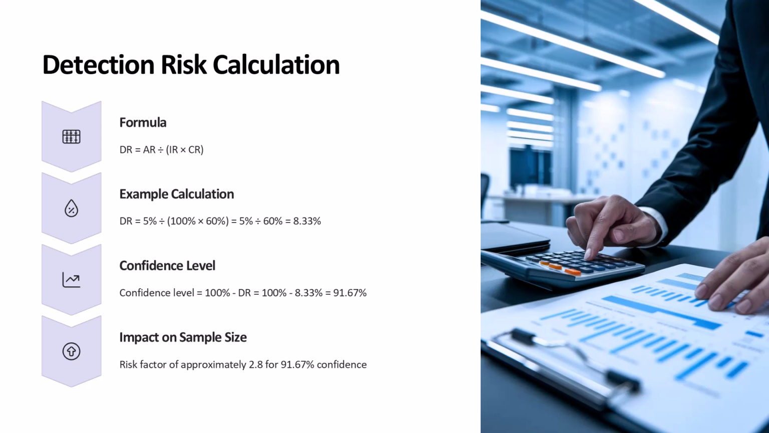This is why integrated audits, where we test controls and use the results to reduce substantive testing, can be so efficient. Effective controls allow for significantly smaller substantive samples while maintaining the same overall audit risk. It's all about finding the right balance of procedures to achieve the desired assurance level efficiently.